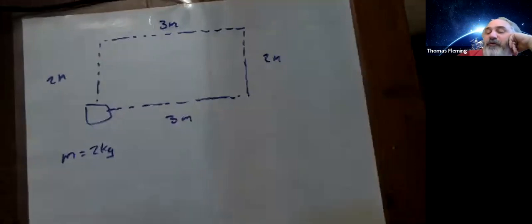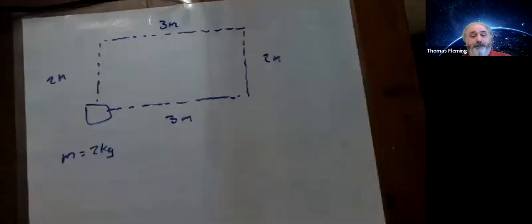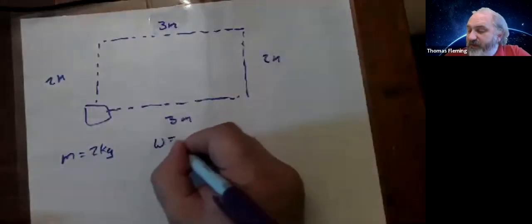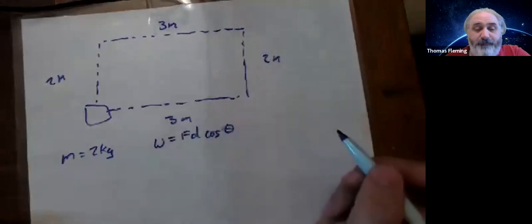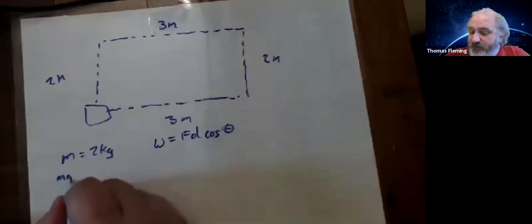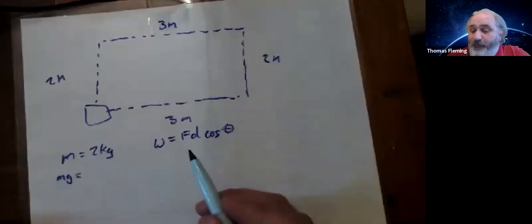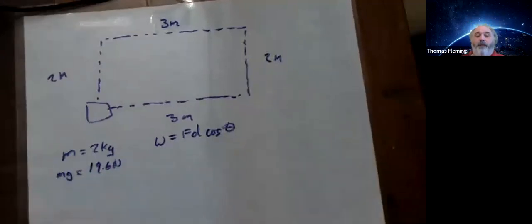And what I want to do is calculate the work done on this object by the force of gravity. If I do that, remember, at each section the work is going to be F times D times the cosine of theta. And the F is going to be the force of gravity, which is M times G. That's 2 times 9.8, which is 19.6 newtons of force on every leg of that trip.